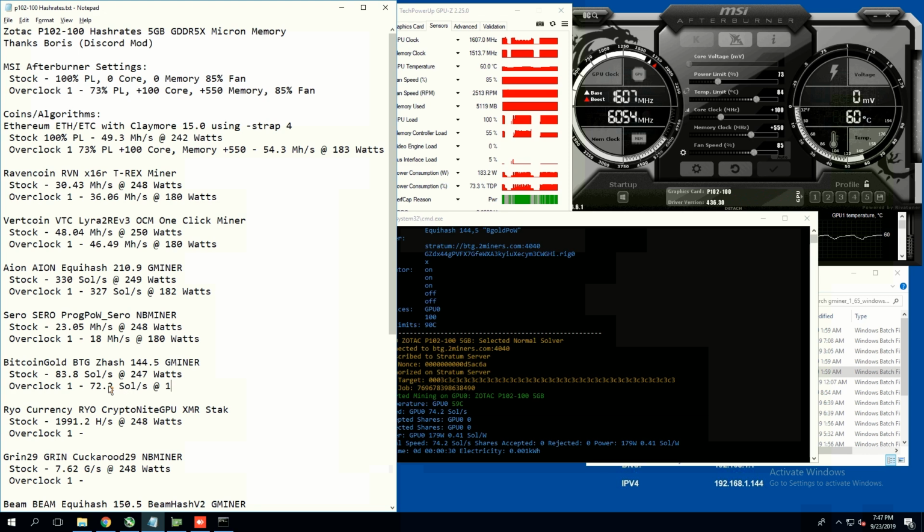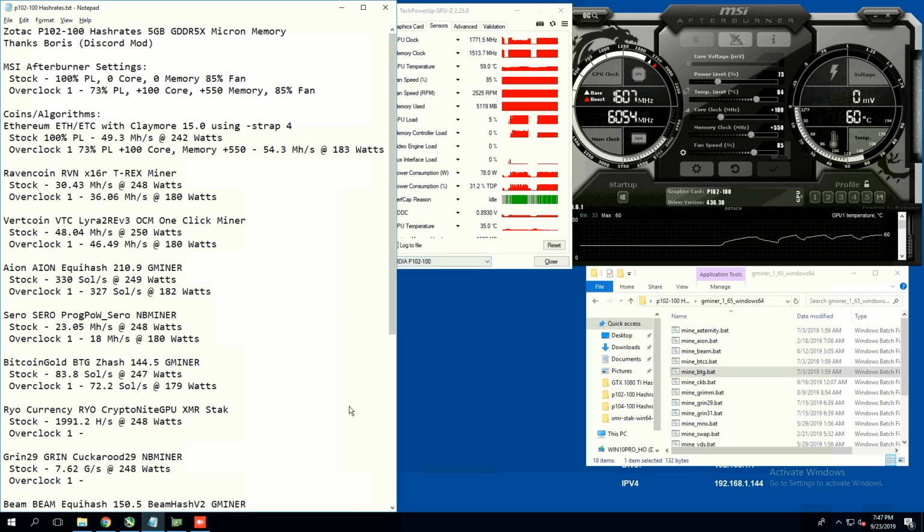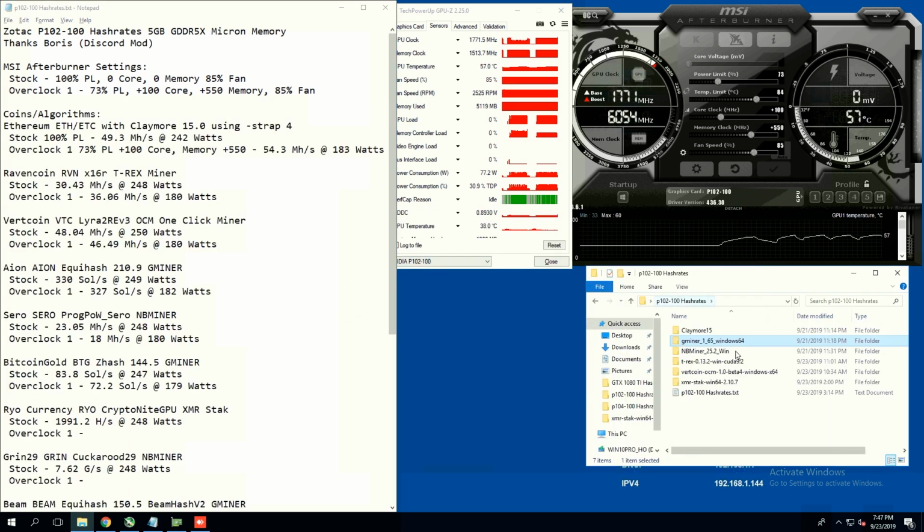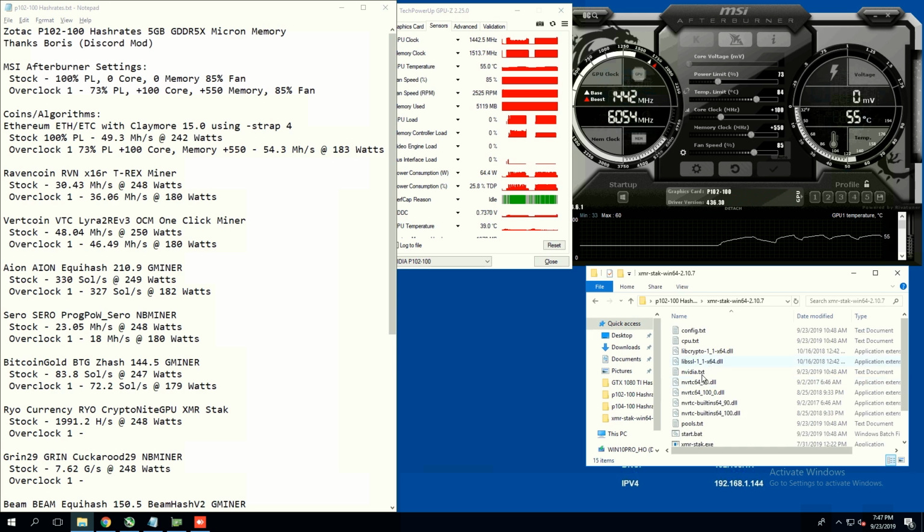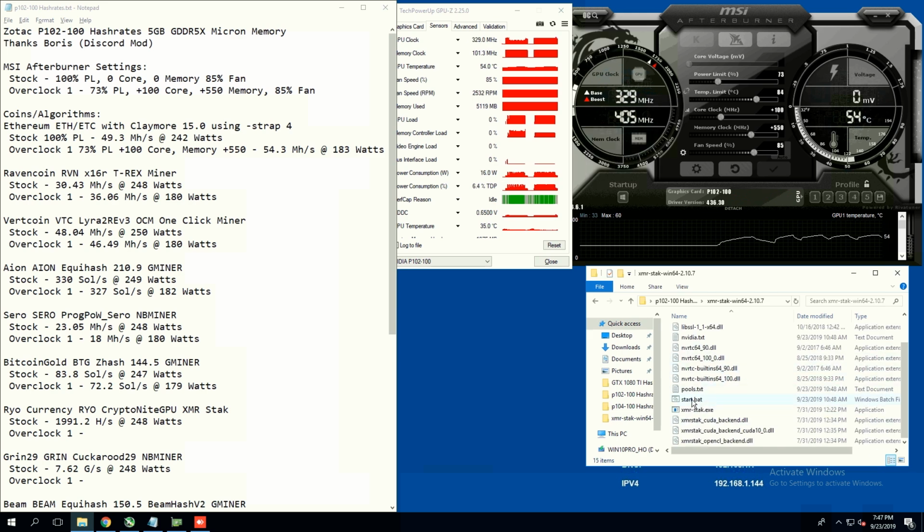74.2 sols at 179 watts. Not too shabby. Okay, next coin, we're going to do Rio or Rio. I'm sorry if I keep butchering your guys' name. So let's do Rio here.